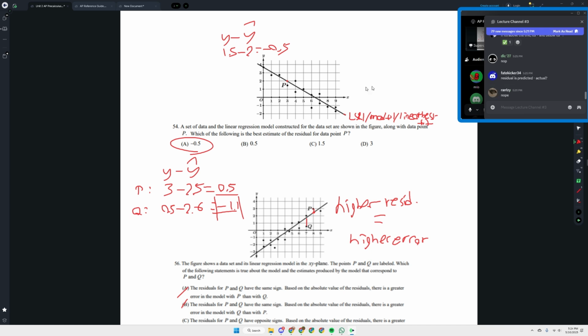Residual is actual, no, it's the other way around. Actual minus predicted. Y minus y hat. Actual minus predicted.